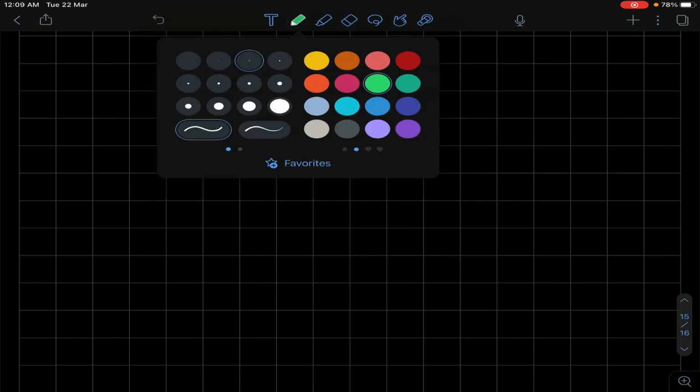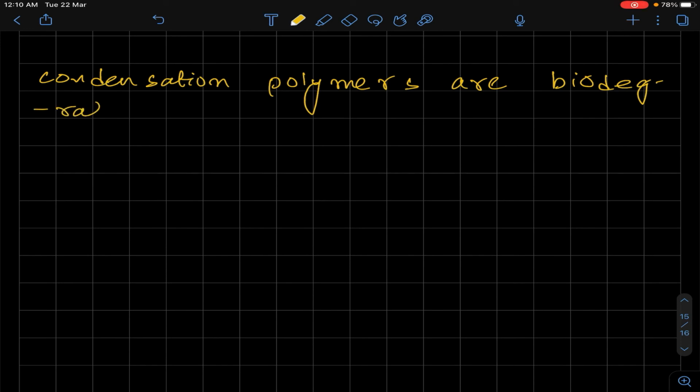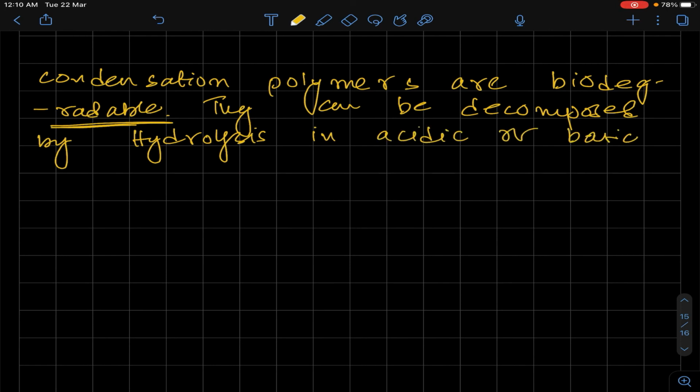we have already discussed that condensation polymers are biodegradable, right? They are biodegradable. So they can be decomposed by hydrolysis, either in acidic or basic medium. Normally we hydrolyze them in acidic medium.